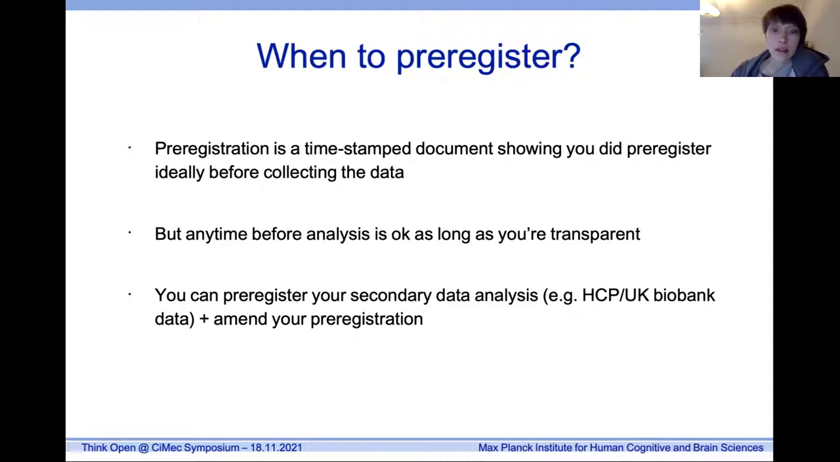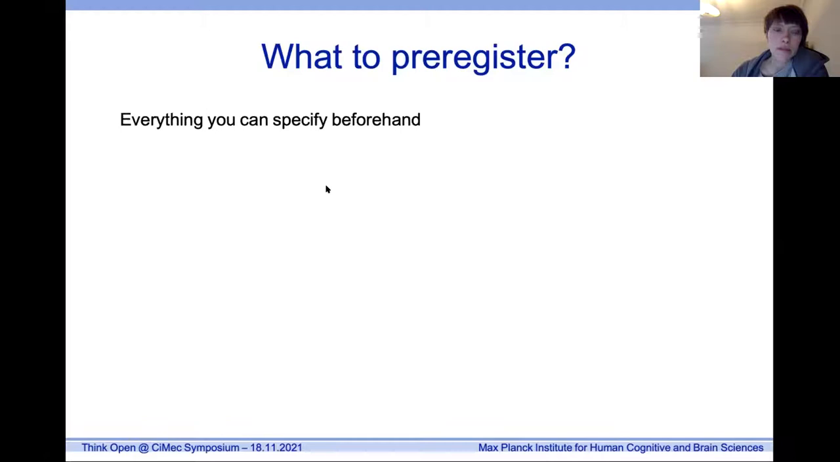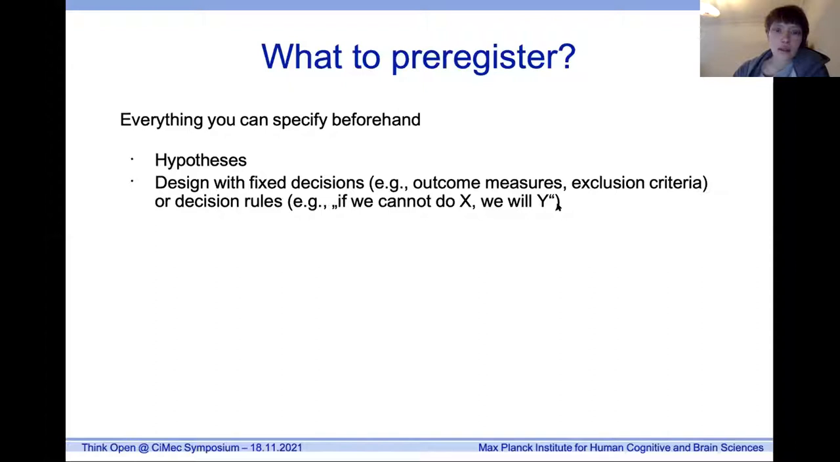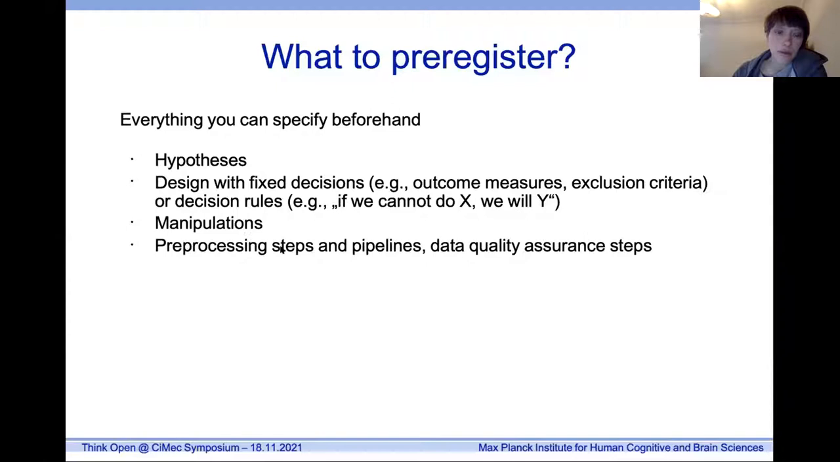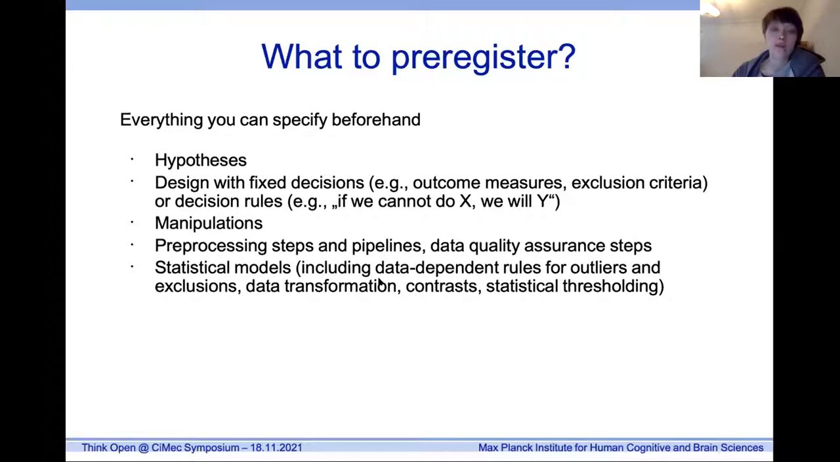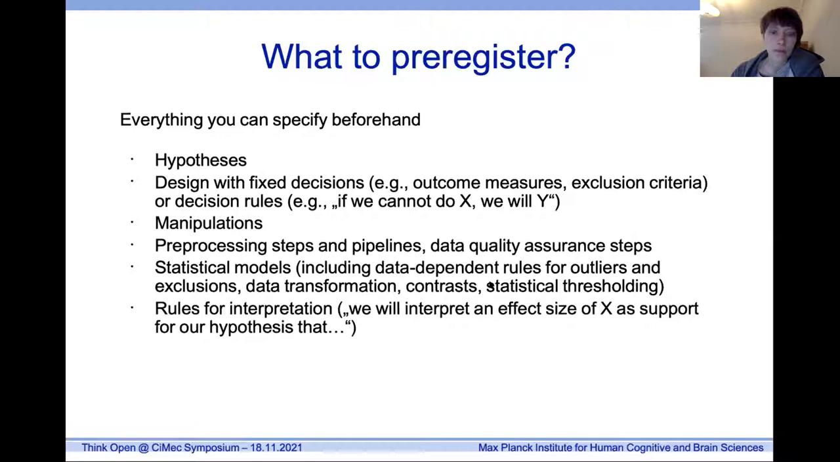What can you pre-register? Here I have to say that you can basically specify everything that you know beforehand. So of course, your hypothesis, the design with fixed decisions, so which should be your outcome measures, exclusion criteria, covariates, decision rules. If we cannot do something, we will do something else. The manipulations you would do to the data, the pre-processing steps you will take, the pipelines with all parameters, the data quality assurance steps, the statistical models, of course, also with rules for outliers, data transformation, contrasts, and so on. Rules of interpretation, also saying that when we find an effect size of this, this will be judged as support for a certain hypothesis. And also you can write about potential exploratory analysis.